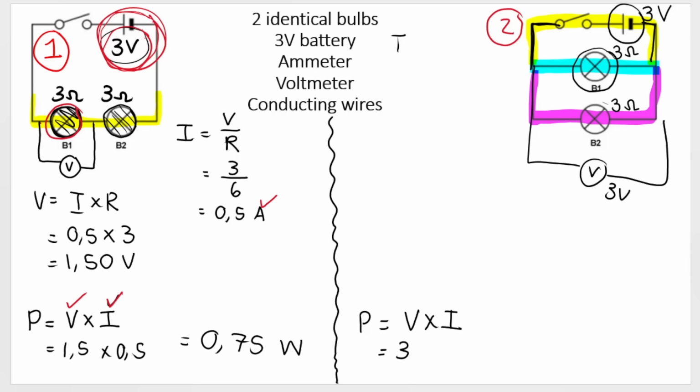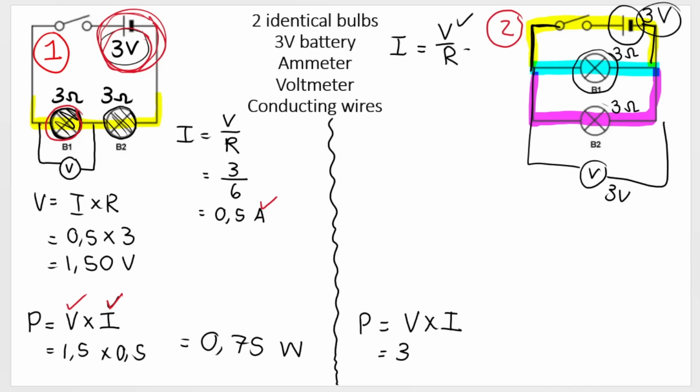And how do I work out the total current? I use the total voltage divided by the total resistance. I know the total voltage, it's 3 volts. But how do I work out total resistance? I need to use 1 over Rp. Why am I using that? Because they're connected in parallel.